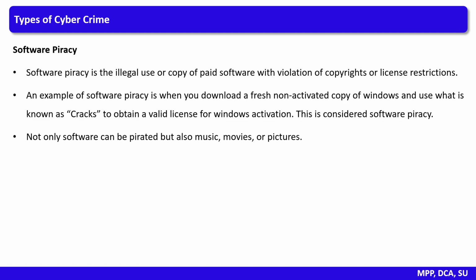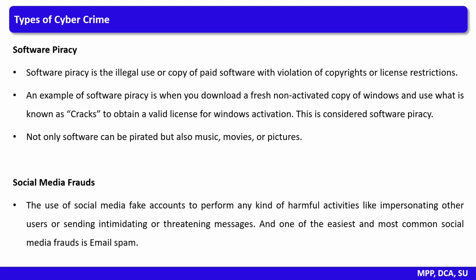A typical example of software piracy would be that you download a fresh non-activated copy of Windows operating system and use what is called a crack to obtain a valid license for Windows activation. You see, not only software products can be pirated, music, movies, or pictures too can be pirated.